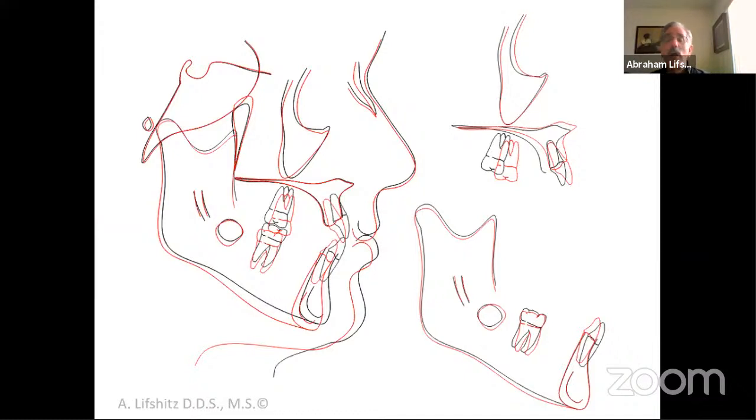So why did the mandibular plane open? It opened because of the extrusion of this and the side effect of the class 3 elastic. There was not an anterior open bite because of the extrusion of the lower incisor. So it was a fairly decent result.